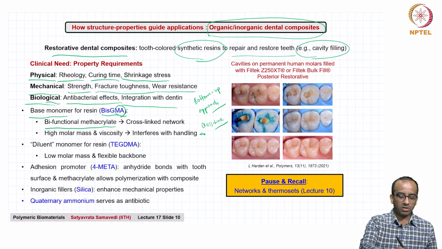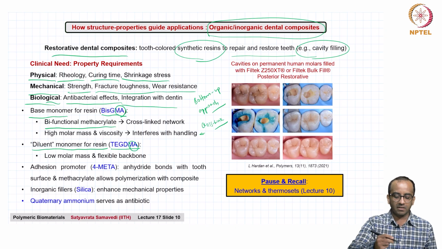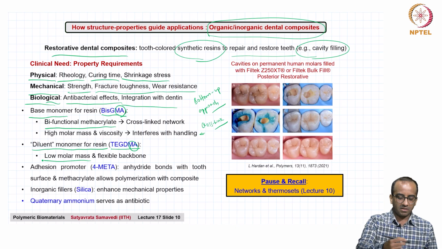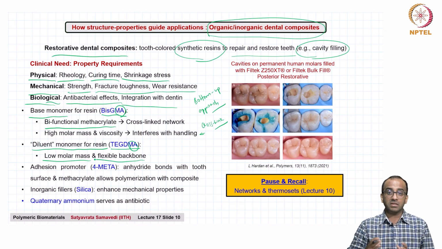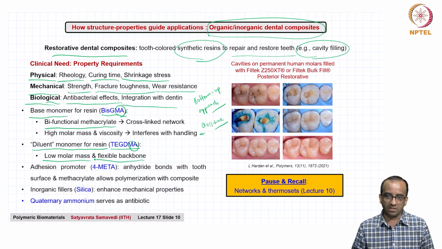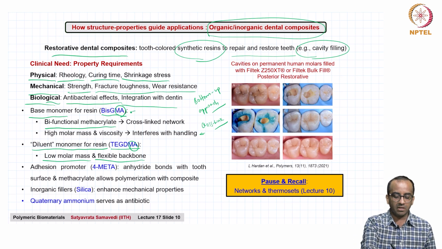So, typically a diluent monomer is added. In this case, it's TEC-DMA. Again, there is a methacrylate here. Because it's a low molar mass monomer and has a flexible backbone, it balances out the workability and the rheological properties, the viscosity and the curing time, such that you get a good sweet spot in between where you can still work with it while not compromising the mechanical properties significantly, which largely come from the bis-GMA.